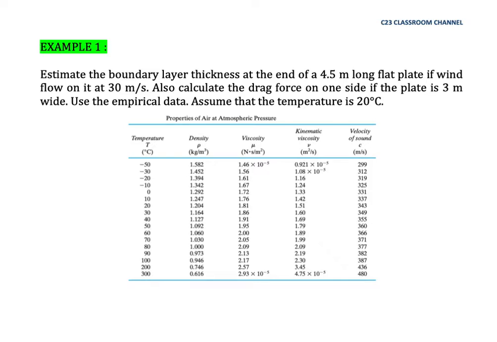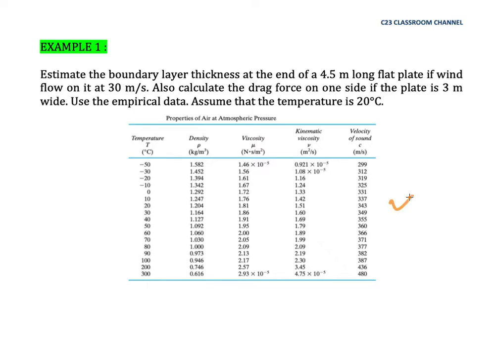Okay, let's say we have an example here. Estimate the boundary layer thickness at the end of a 4.5 meter long flat plate if wind flows on it at 30 meter per second. Also calculate the drag force on one side if the plate is 3 meter wide. Use the empirical data. Assume that the temperature is 20 degrees Celsius. So these are the properties of air at atmospheric pressure.